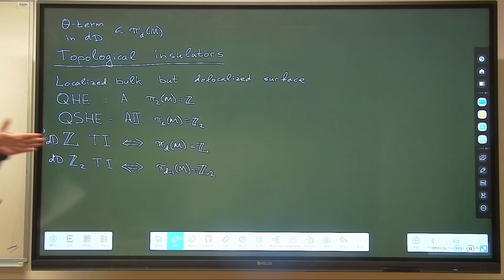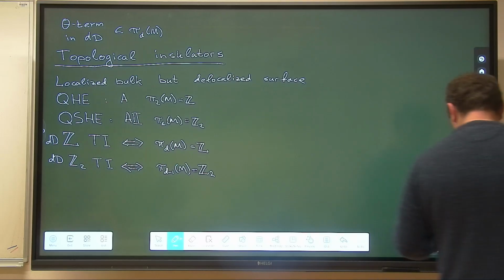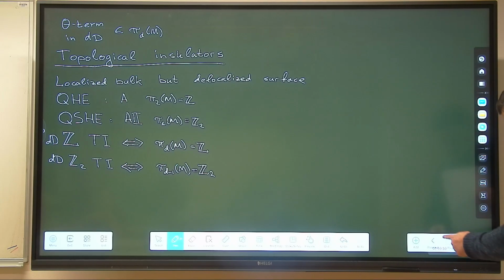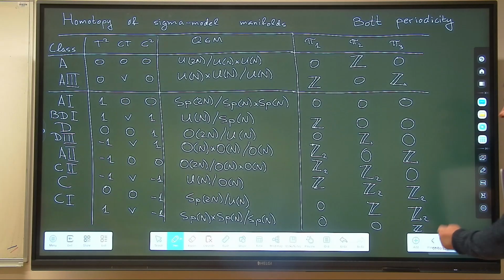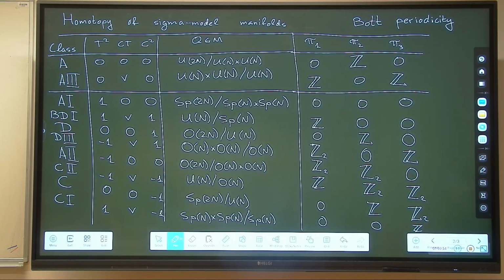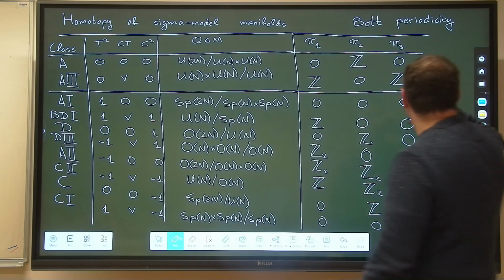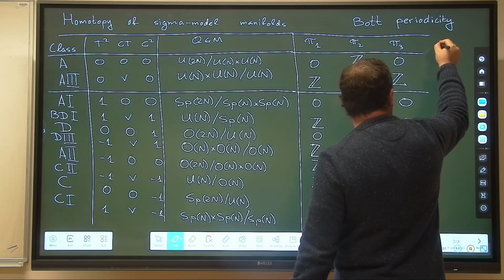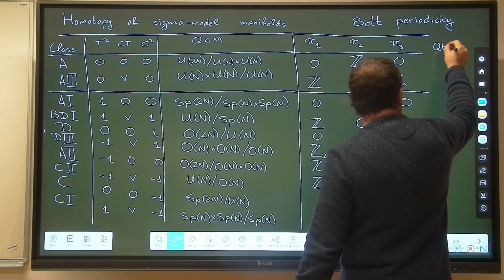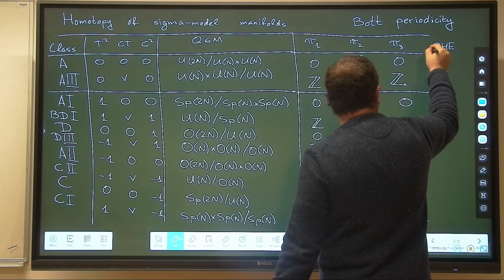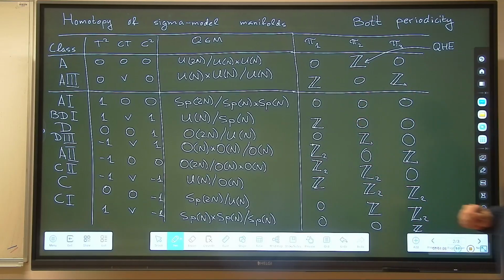So for Z topological insulators we need pi d to be Z. For Z2 we need pi in the dimension one less to be Z2. And I will go back to the table. So this Z here, pi 2 in class A equals Z, this is quantum Hall effect. Quantum Hall effect is possible due to this Z here.